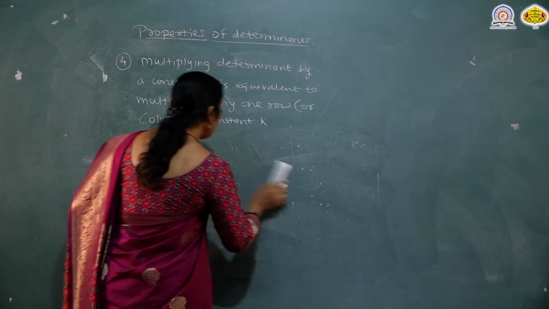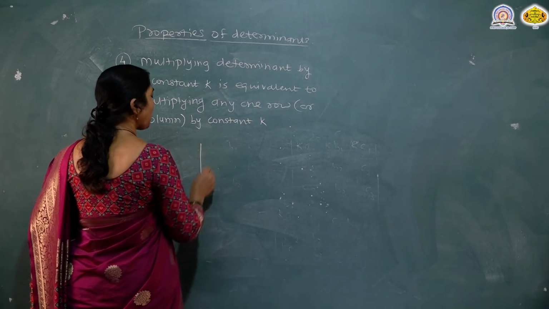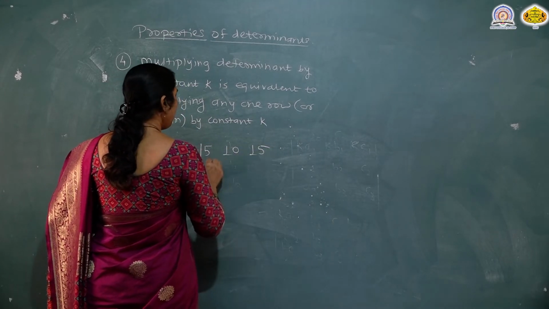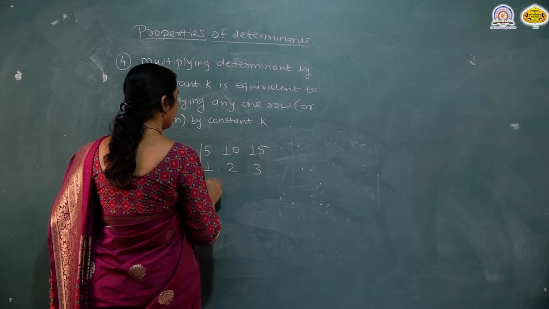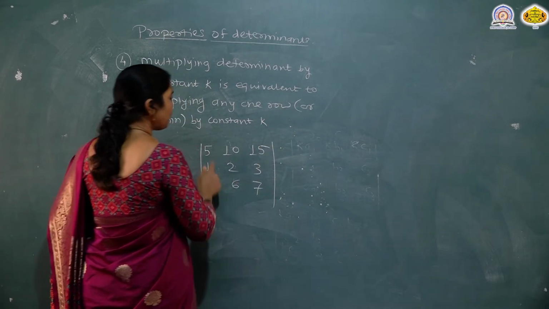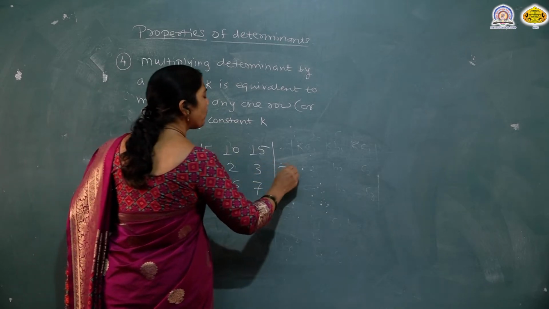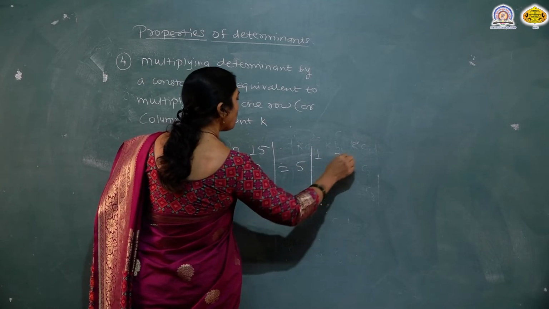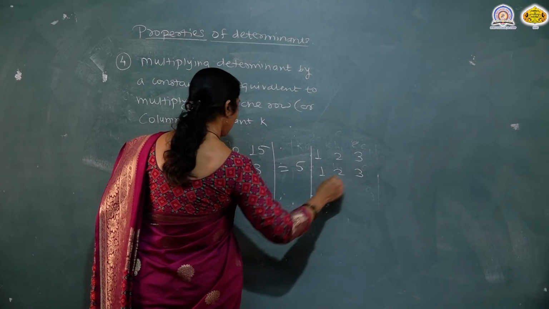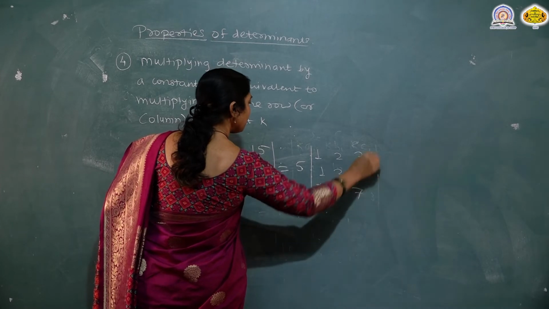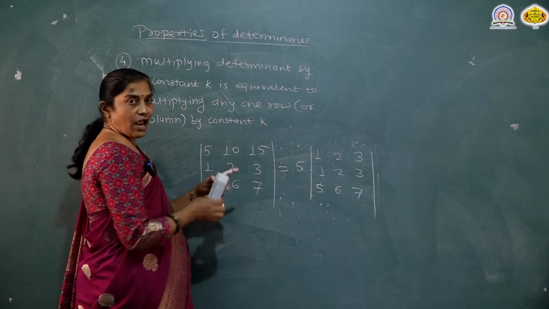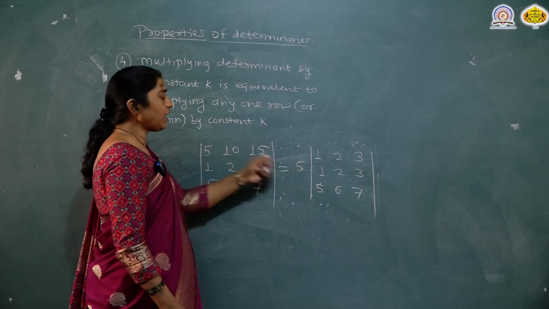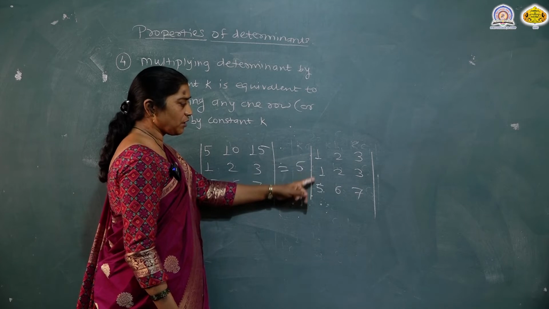This gives us, we are able to take constant elements. Suppose I have the elements. Observe that I am able to take 5 common from the first row, and I can write this as 5 determinant 1, 2, 3, 1, 2, 3, 5, 6, 7. So because I observe that the first row we are able to take 5 common, we can take 5 common and we get the determinant.